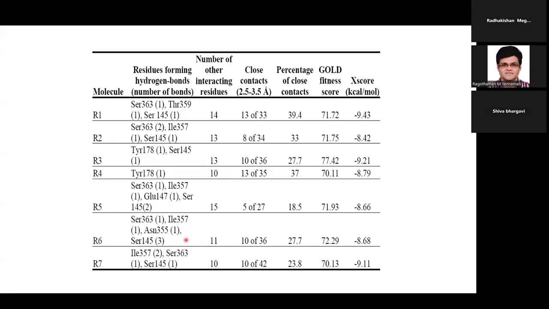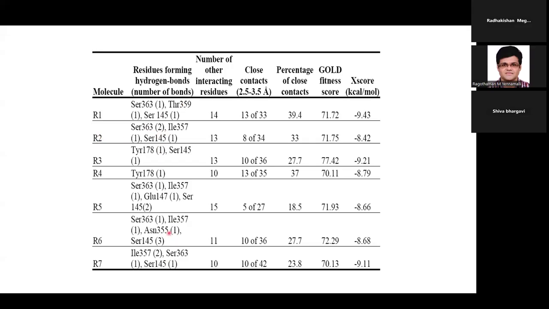Okay, so what you see here is R1. Among the seven, we label them R1 up to R7. The R1 molecule forms three hydrogen bonds. There are 14 non-hydrogen bonds or hydrophobic interactions. Among these, it makes close contacts of 13 out of the 33 contacts. The percentage is about 39.4%. Now, the number in the brackets indicates the number of bonds. So here serine is making one bond. Here serine is making two bonds with another molecule.